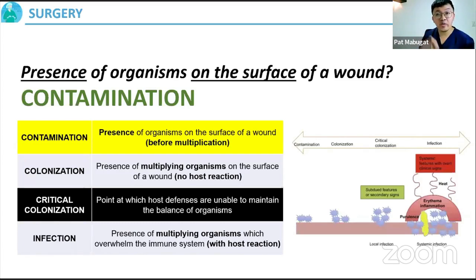There comes a point where we call it critical colonization, which is the point at which host defenses are unable to maintain the balance of organisms. After critical colonization, that is where we have your infection. Infection is where we have already a host response. Like again, contamination, colonization, no host response, infection with host response.